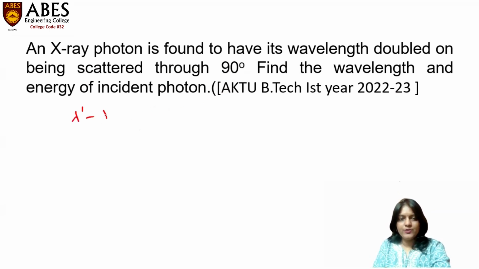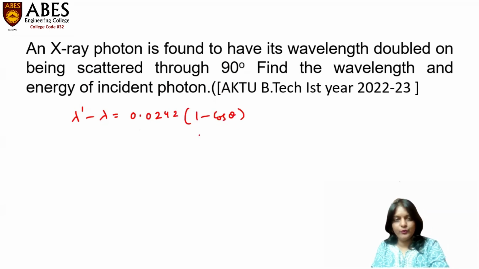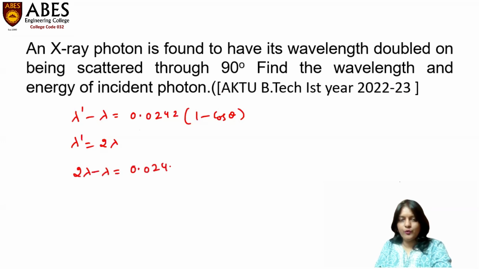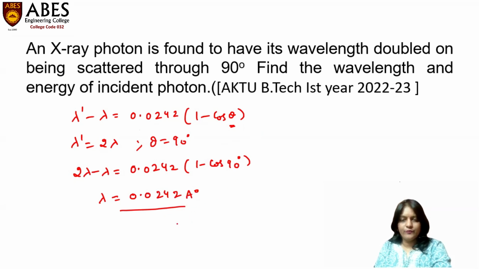We know the formula: λ' minus λ is equal to 0.0242 (1 minus cos θ). θ is the angle of scattering of the photon and λ' is the wavelength of the scattered photon. So the scattered wavelength is 2λ. I will put here 2λ minus λ equals 0.0242 (1 minus cos 90 degrees). The angle of scattering is given as θ equals 90 degrees. After solving, we get 0.0242 angstrom as the wavelength of the incident photon.